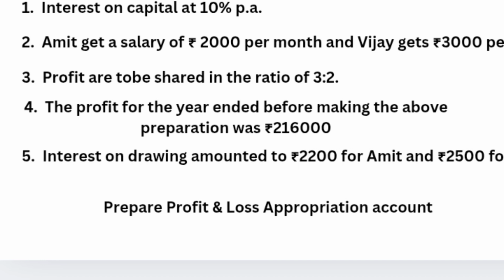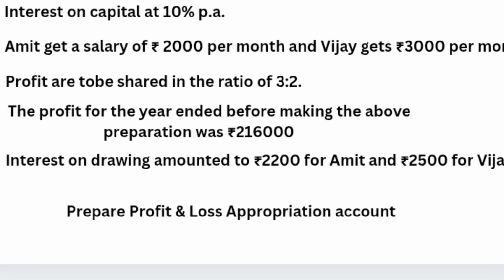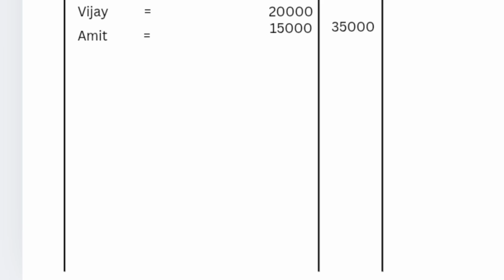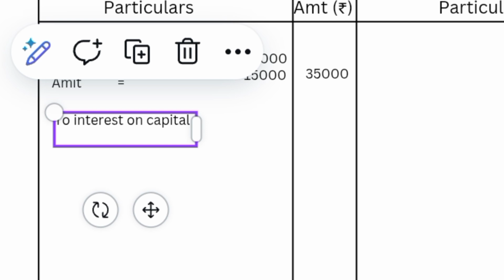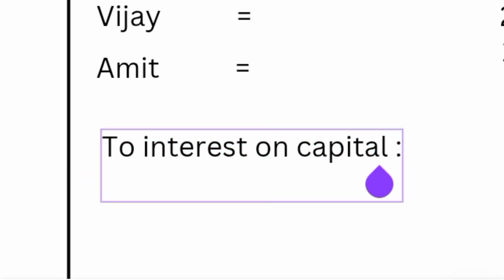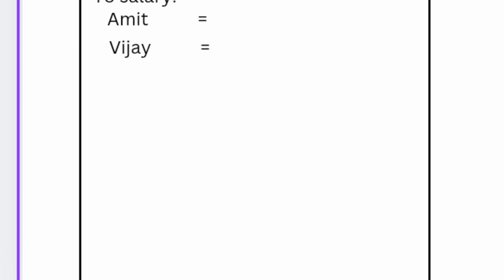The second one says that Amit gets a salary of 2,000 per month and Vijay gets 3,000 per month. So we will multiply by 12 because in a year there are 12 months. For 3,000 also, we have to calculate into 12. I hope you understand. 2,000 into 12, we get 24,000. We write 24,000 here, and 3,000 into 12, we get 36,000. If we add these, we'll get 60,000.